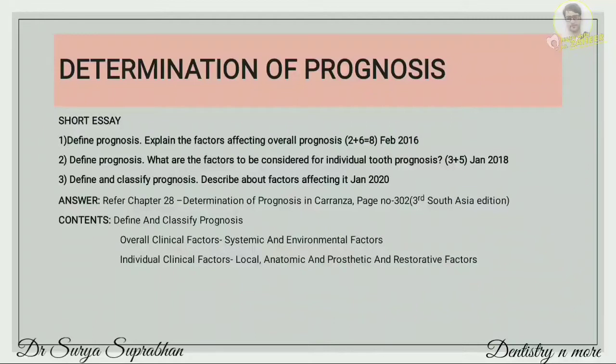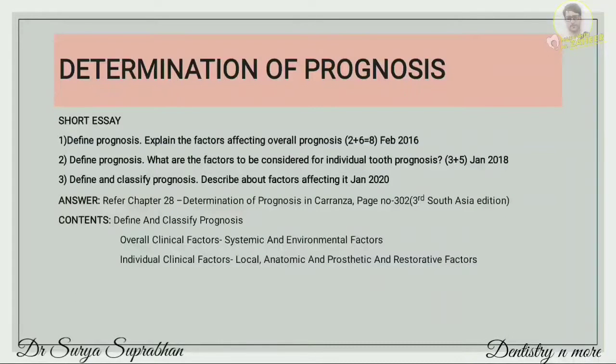Coming to the last one, that is the determination of prognosis. So define prognosis, explain the factors affecting overall prognosis. Next question is define prognosis. What are the factors to be considered for individual tooth prognosis? Third question, define and classify prognosis, describe the factors affecting it.